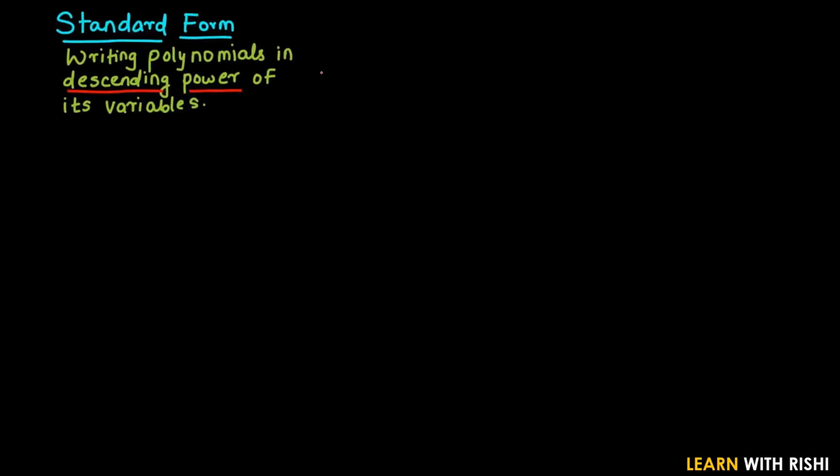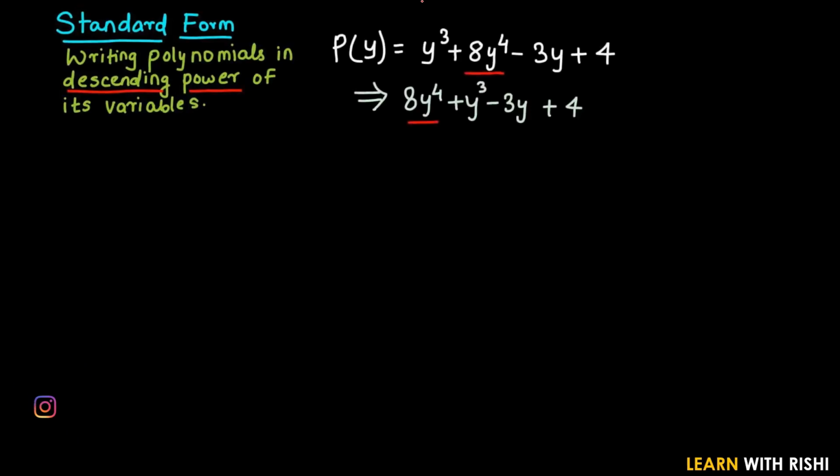Writing polynomials in descending power of its variable is nothing but the standard form of a polynomial. For example, you can see a polynomial here, y cube plus 8y raised to 4 minus 3y plus 4. In the first term, the power of the variable is 3. In the second term, the power is 4. In the third term, the power is 1. In the fourth term, there is no power, right? So the powers of the variable are not in a proper manner. If we arrange them in descending power, meaning highest to lowest.